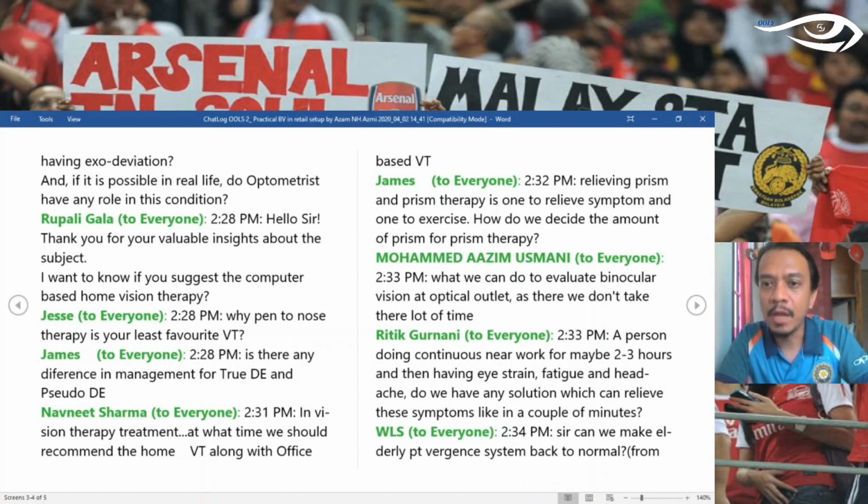What we can do to evaluate binocular vision at an optical outlet, as there we don't take a lot of time. So that's why the purpose and the context of today's discussion and the previous presentation by me is to try as best as you can to incorporate the best that you can in the retail setup. What can you do, how quickly can you actually do the test, and what are the important tests that you have to do to come up with the diagnosis. You start slow, it's okay. As long as you start somewhere, you are going to get there.